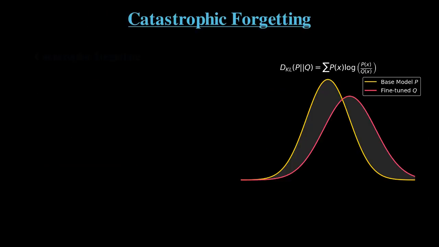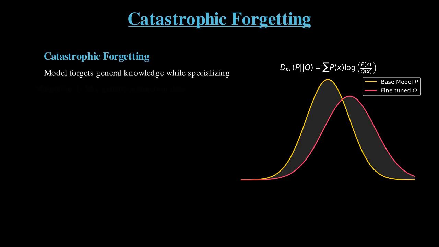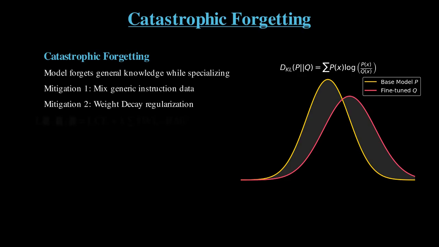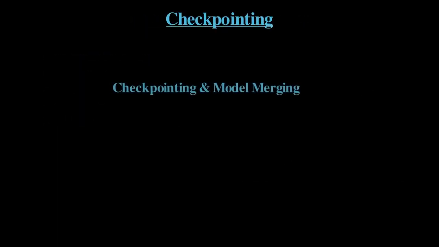A major challenge in fine-tuning is catastrophic forgetting. As the model adapts to your specific dataset, it overwrites its general knowledge. To mitigate this, keep your learning rate low and use a lower rank for your adapters. You can also mix in a fraction of generic instruction-following data with your domain-specific data, acting as a regularizer. Furthermore, techniques like weight decay and AdamW penalize large weights in the LoRA matrices, forcing the model to retain foundational structures.